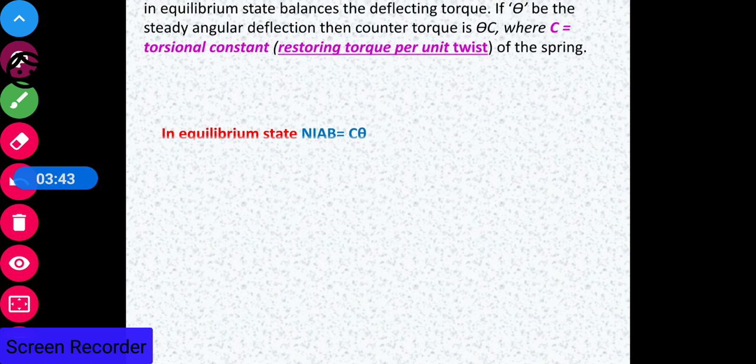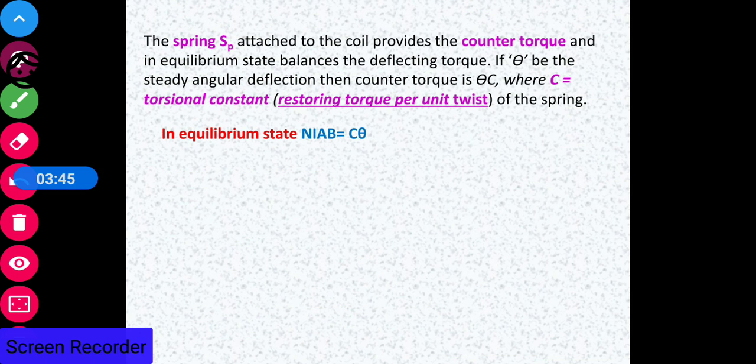The spring SP is attached to the coil. Now in the figure you have seen that the spring SP is attached to the coil. It provides the counter torque and in the equilibrium state balances the deflecting torque. The maximum deflecting torque is NIAB, and the counter torque is because of the spring. Now if theta is the steady angular deflection, then the counter torque is equal to C theta, where C is the torsional constant.